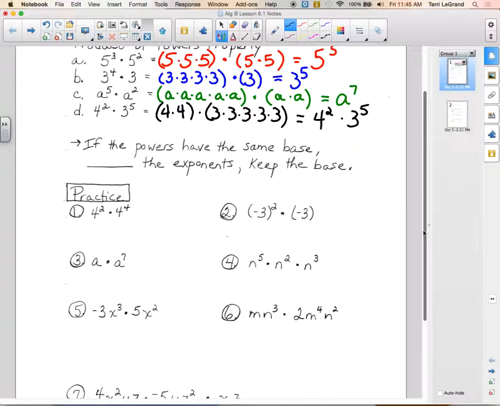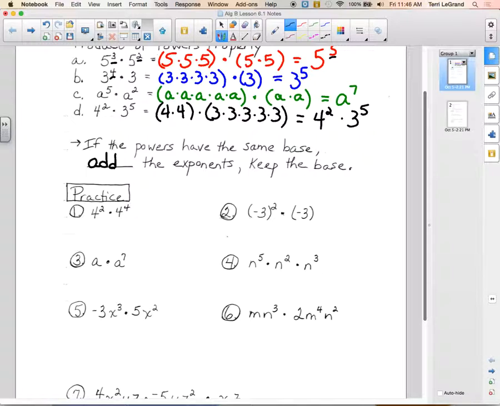Okay, Josh, what do you think we should fill in the blank with? Add. Yeah. If the powers have the same base, or in other words, it's the same thing that keeps getting multiplied by itself, add the exponents, keep the base. Because notice, what is 3 plus 2? 5, and that's what we got, didn't we? And we kept the base of 5, didn't we?